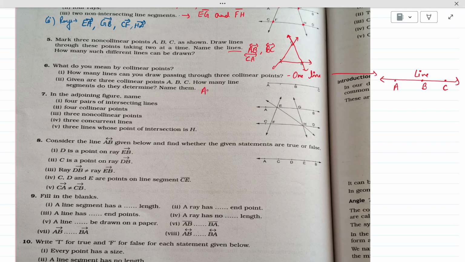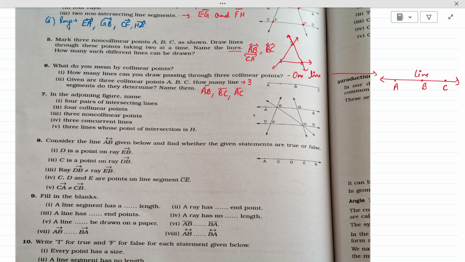We have already done this type of question. AB is one, BC is the second one, and the third one is this complete AC. This is also a fixed line segment with a fixed start and end point. So we have AB, BC, and AC. There are 3 line segments. How many line segments? 3. So I hope this is clear.